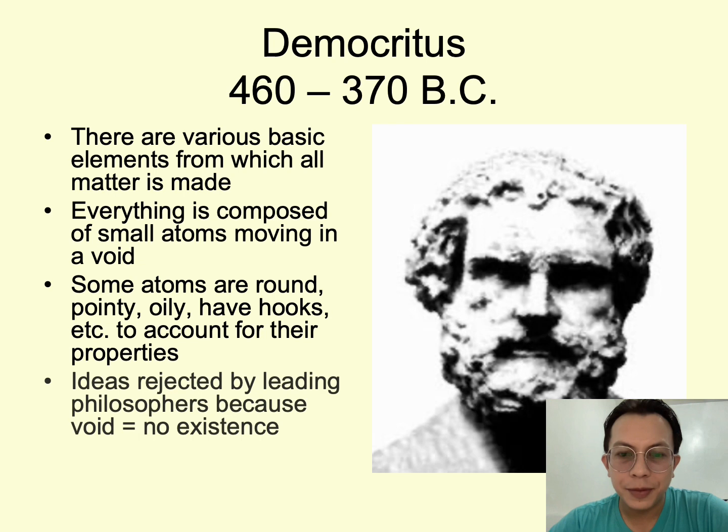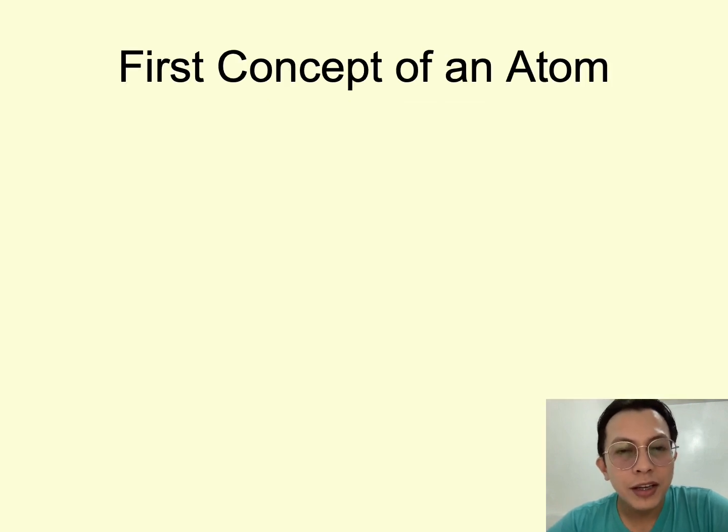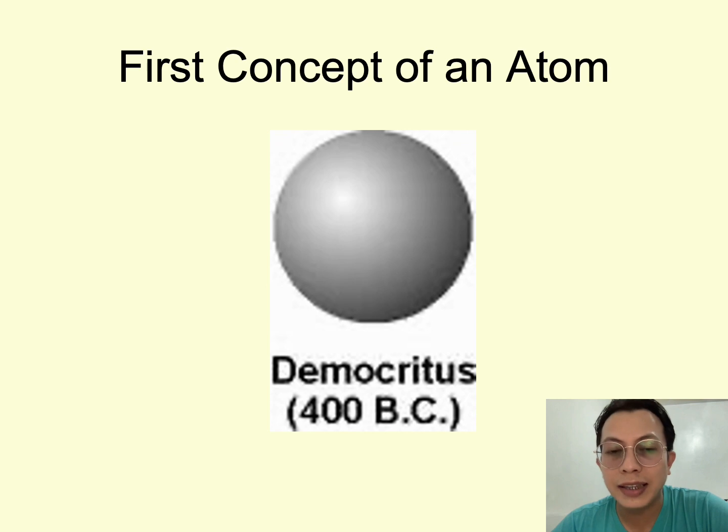Next slide. The first concept of the atom was actually proposed by Democritus in the year 400 before Christ. This is how Democritus described the atom. It's just like a point, a ball, or a very tiny point. That was the description of the atom during 400 BC.